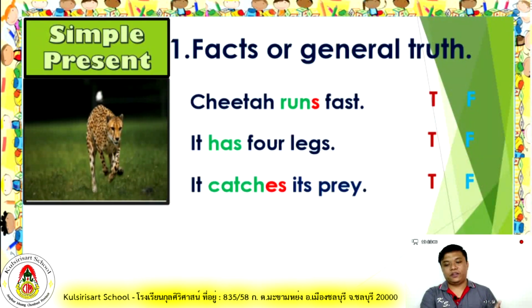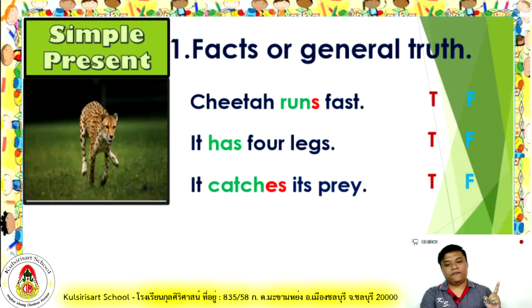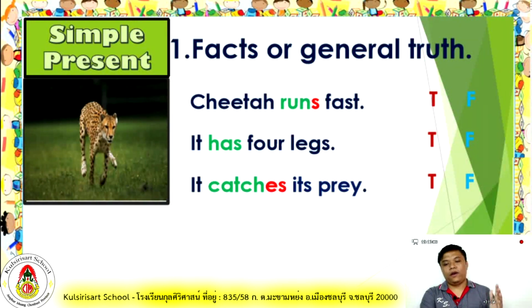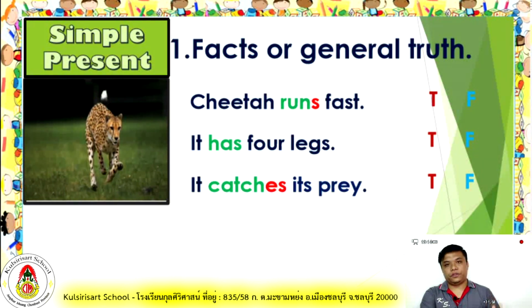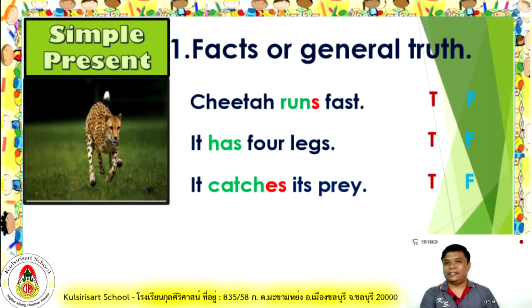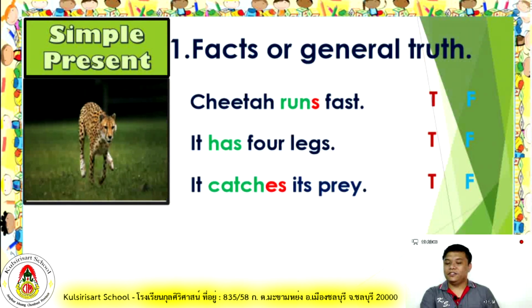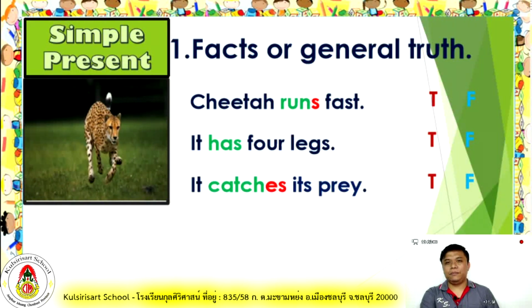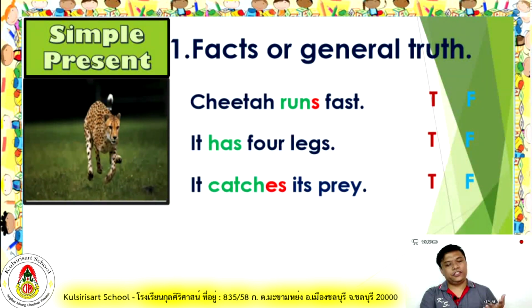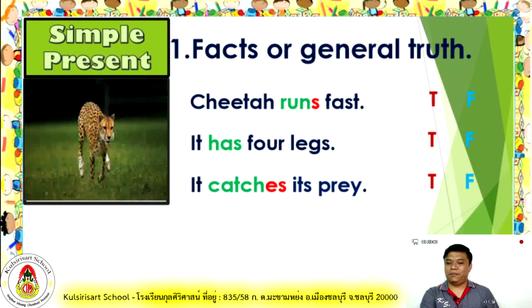The number one definition of simple present is if the sentence is a fact or a general truth. If it's true, it is simple present. Okay? So if it's true, it's in simple present form if it's a general truth. So what is general truth? Let's have an example here.